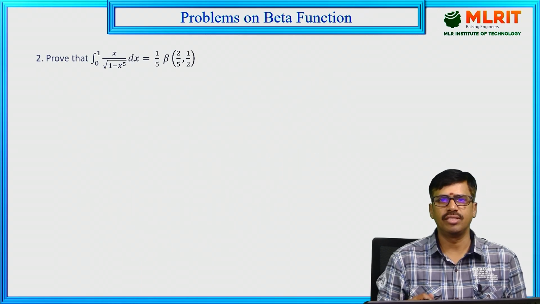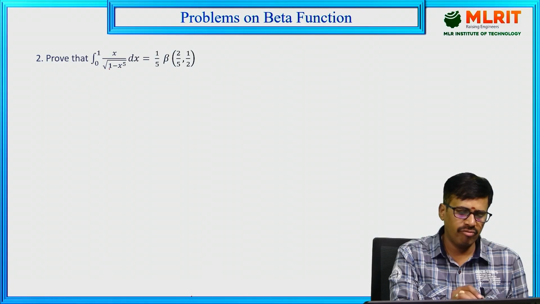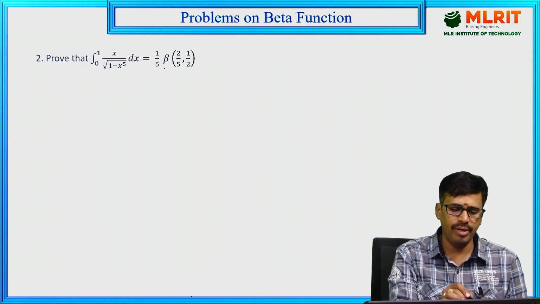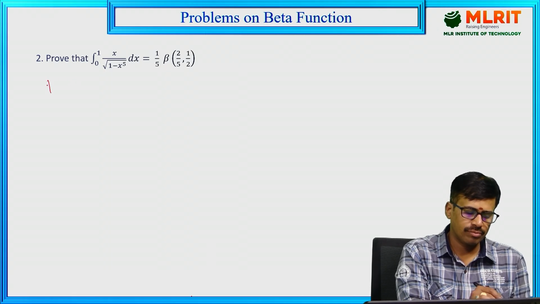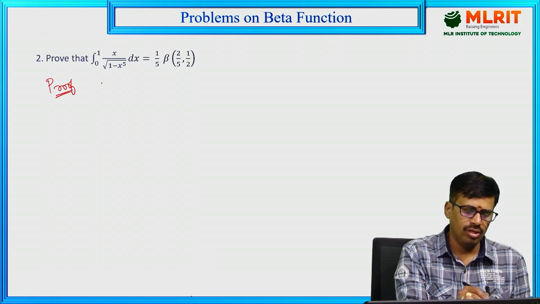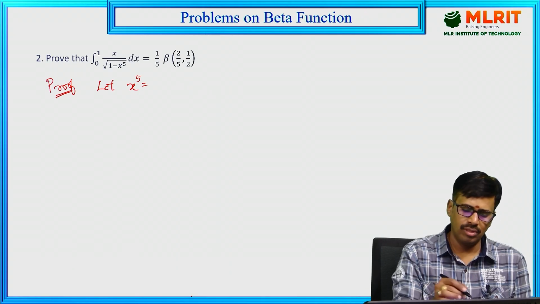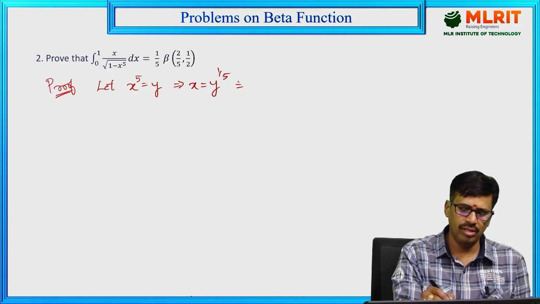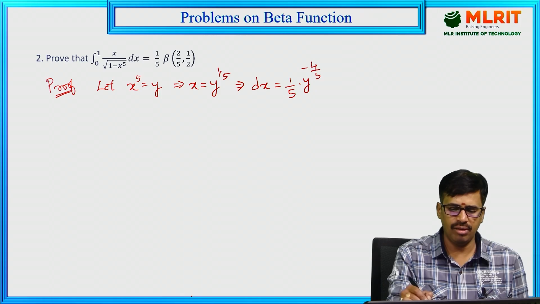Let us prove this result also. Prove that integral 0 to 1 x by under root of 1 minus x power 5 dx equals 1 by 5 into beta of 2 by 5 comma 1 by 2. Let us prove. So let us assume x power 5 is equal to some y. x power 5 equal to y. So x is equal to y power 1 by 5. So if you differentiate both sides, we get dx equal to 1 by 5 into y power 1 by 5 minus 1 into dy, right?